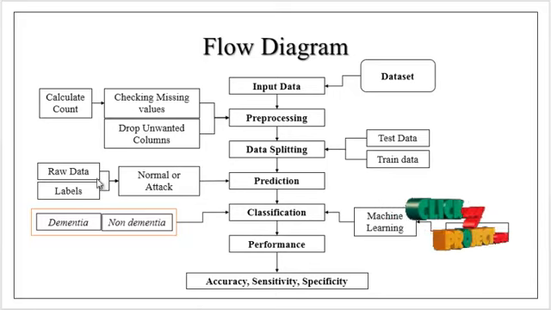Here we have to give two things as input for the predictions: the raw data and then the labeled data. After the predictions, the classification is obtained by using machine learning such as SVM, support vector machine. Here we are using the support vector machine classifier to classify whether the input data is dementia or non-dementia. After the classification, we find the performance by means of accuracy, sensitivity, and specificity. Using these three parameters, we can justify whether our machine learning is efficient or not.